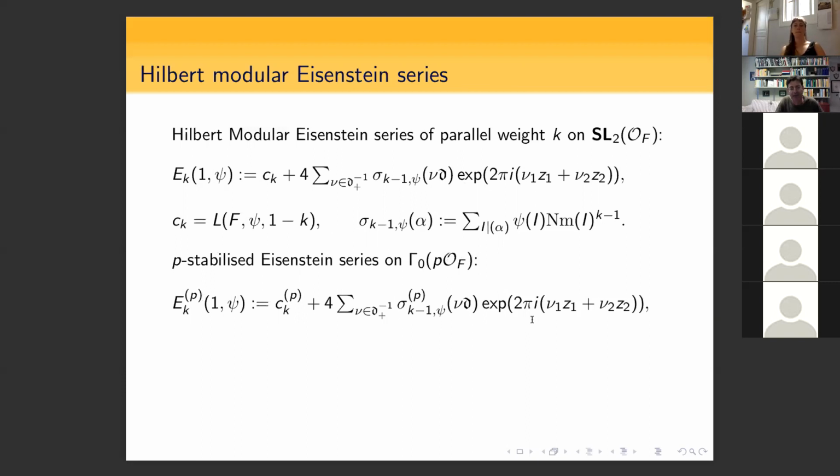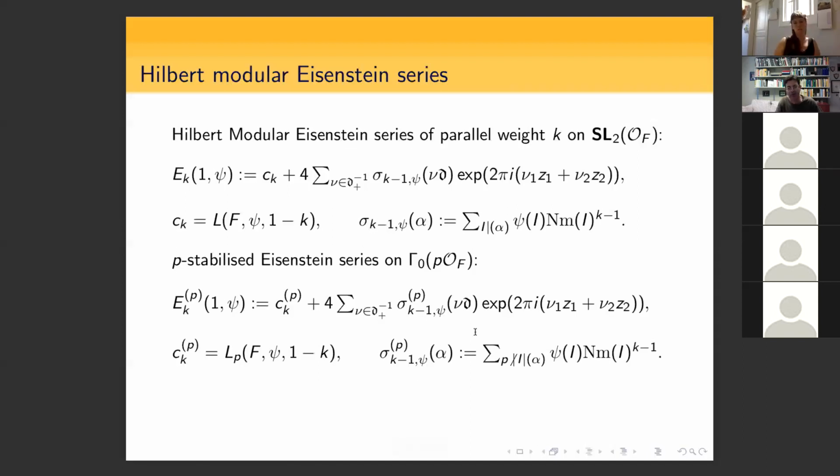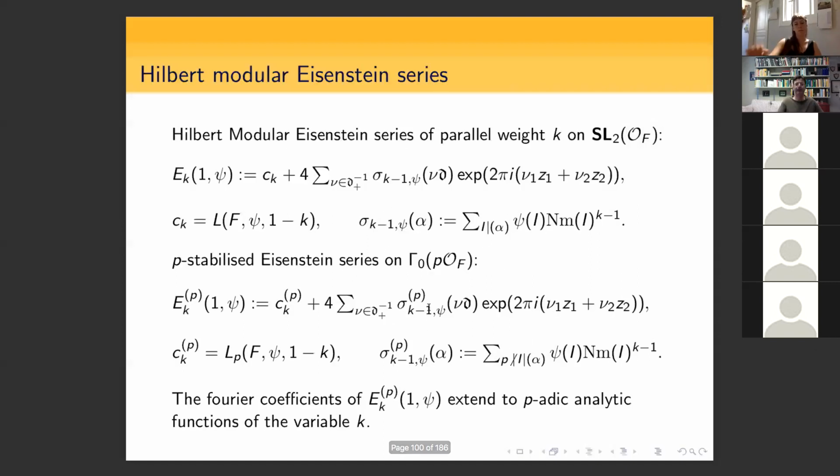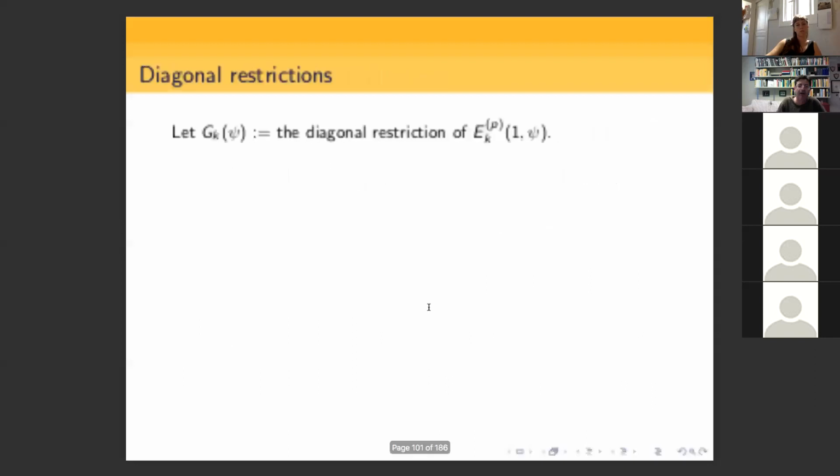So you have this p-stabilized Eisenstein series where you replace the divisor function by a modified divisor function where you sum only over divisors that are prime to p. So this is the usual yoga for constructing p-adic families of Eisenstein series. And the constant term in this Eisenstein series is the p-adic L function that appears in the Gross-Stark conjectures. And here is the explicit formula for the coefficients of the Eisenstein series. So what we then see is that the Fourier coefficients of the p-stabilized Eisenstein series extend to p-adic analytic functions of the variable k.